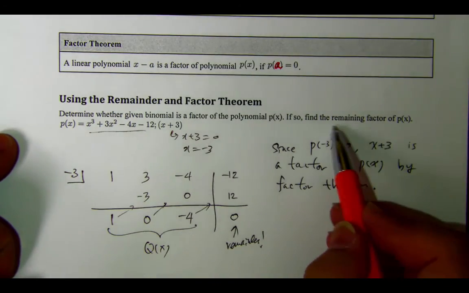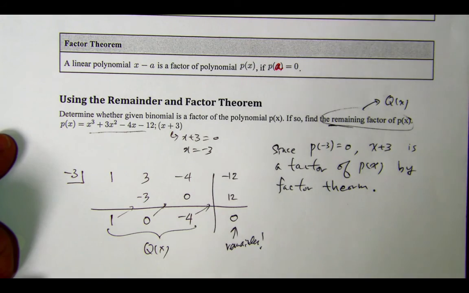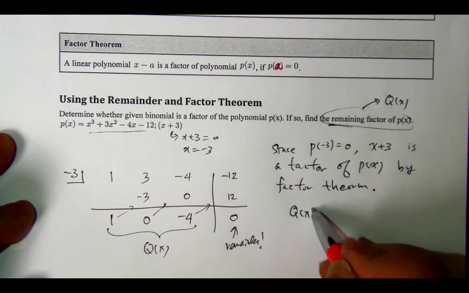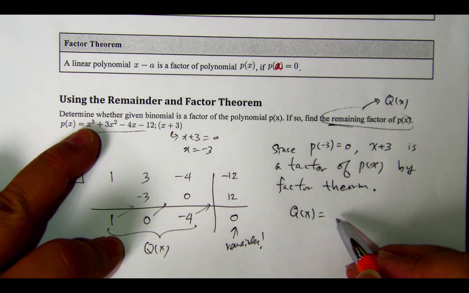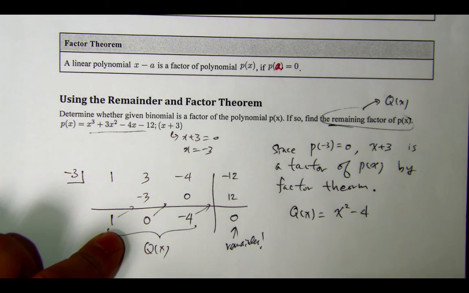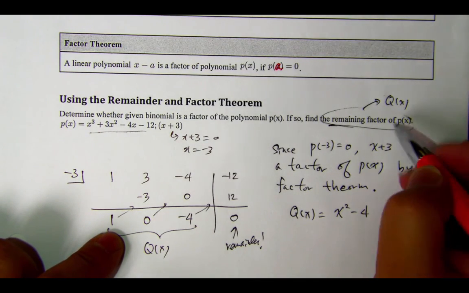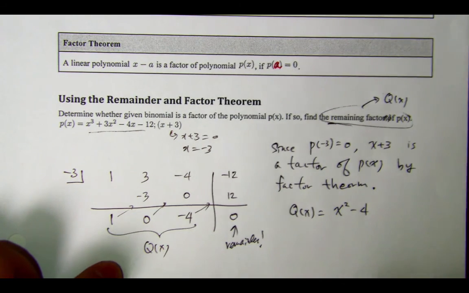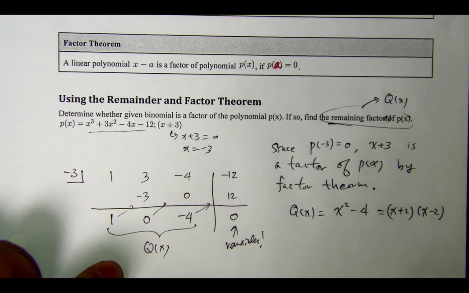So the remaining factor that they're asking for is in fact the q of x, right? So to answer that question, yes, the remaining factor, which is q of x, has to be, when you divide x cubed, it becomes x squared, x squared minus 4. But we're not done actually, because it wants to find remaining, I should have said factors. Question is, is that factorable? And the answer is yes. So that is equal to x plus 2 times x minus 2.